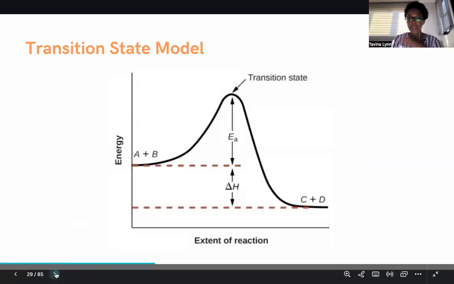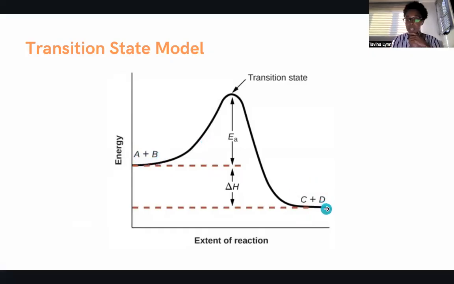So let's look at this model. We've previously seen this reaction diagram going from reactants A plus B to our product C plus D. And remember, the difference in the energy of the reactants and products is our enthalpy, or delta H. Now, this is the transition state. So as our reactants collide with enough kinetic energy, they will form this activated complex at this transition state.